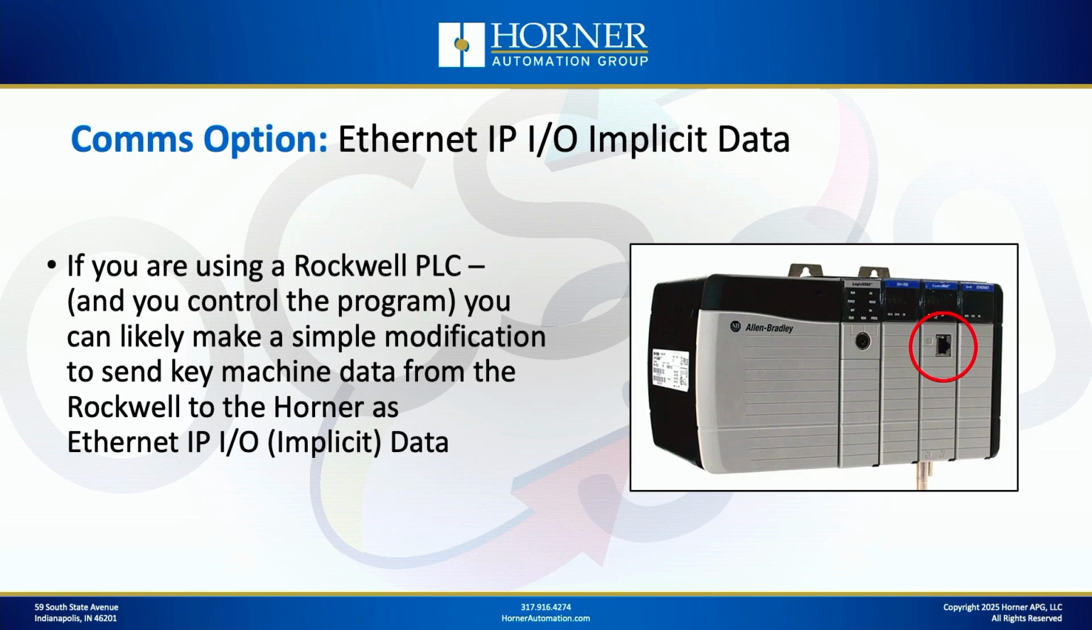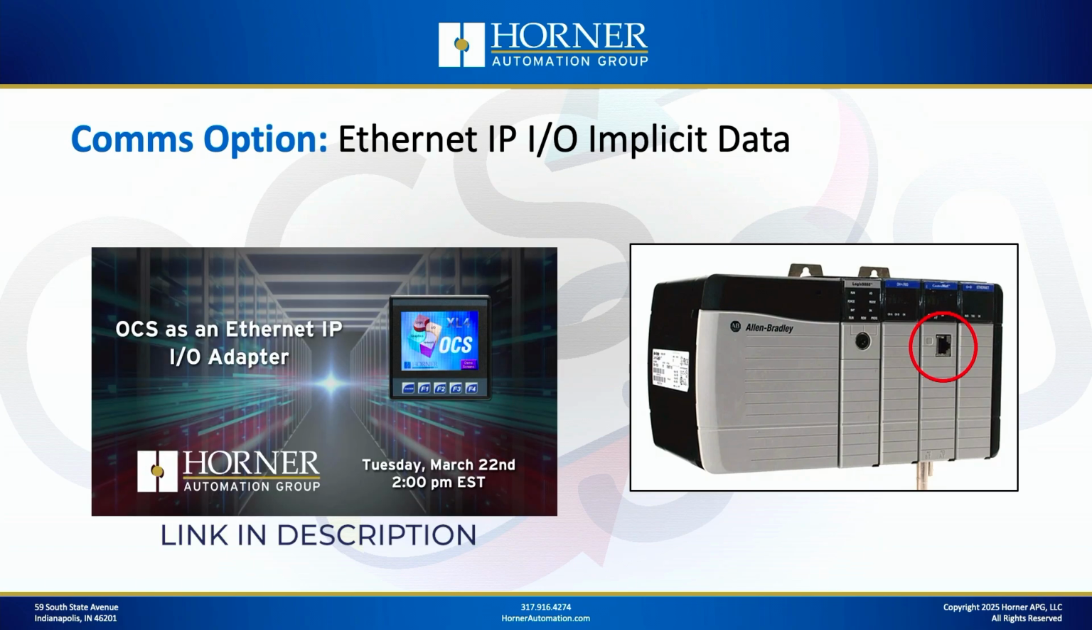Again, you have to have control over the program that's running in the Rockwell PLC. In this case, you're going to make some simple programming changes, not to change any logic or anything like that. All you're going to do is add the Horner controller as an Ethernet IP I/O device, and then send some data off to it on a regular basis. Basically the Horner is going to use that as the basis for the machine data that's going to be pushed to the cloud. So Ethernet IP I/O data, or implicit data, is your next option with communications, gathering data from a Rockwell PLC.